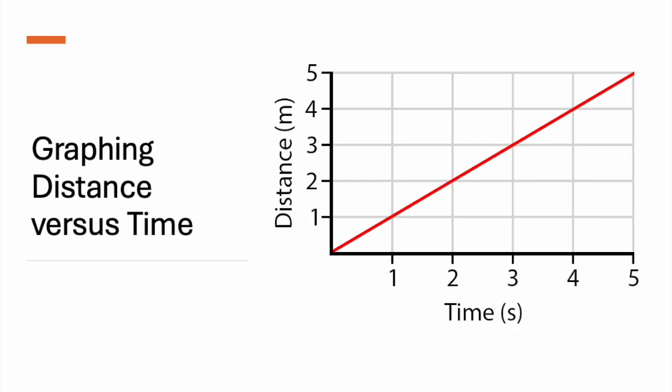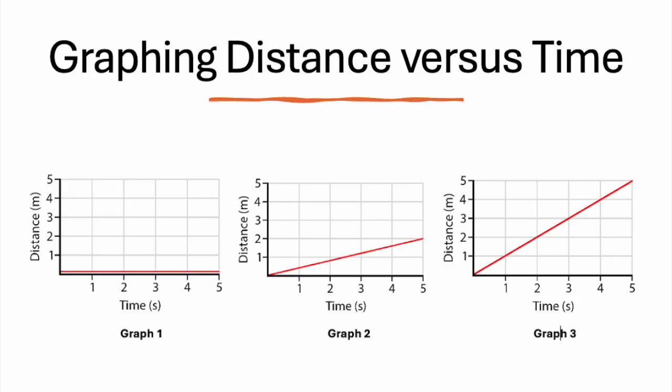Note, the slope of the graph was steeper here than the other two graphs because the object traveled a greater distance in the same amount of time, so the object was moving faster.